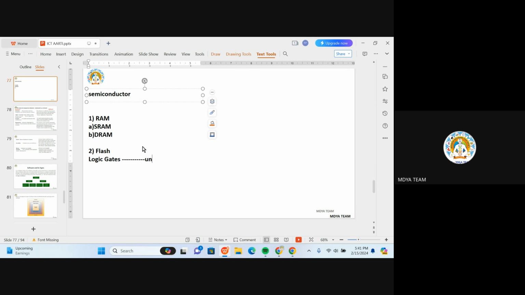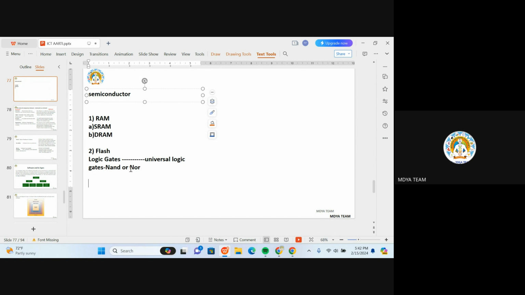Universal logic gates. These are NAND. You have studied NAND in SSD, but you have to remember this word. Flash memories are made up of logic gates. Logic gates are NAND or NOR. Okay, these two.